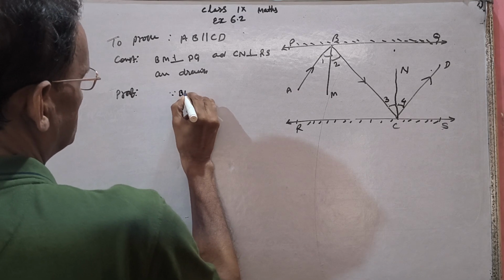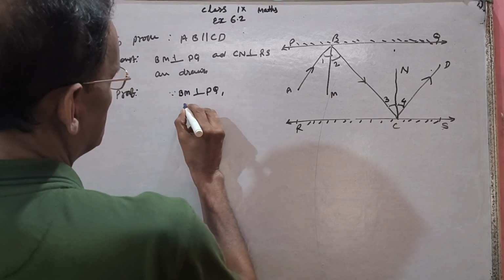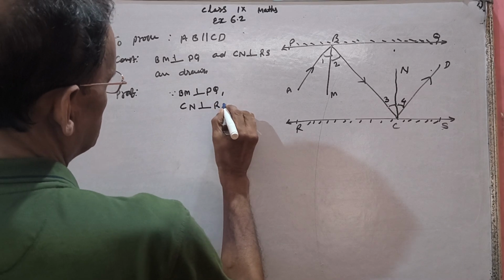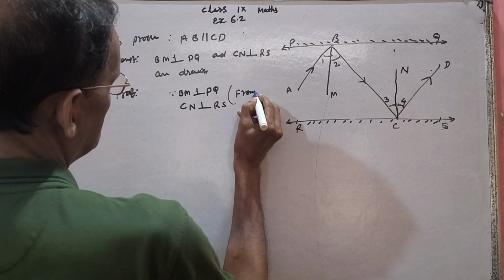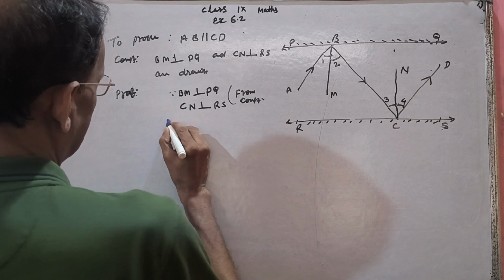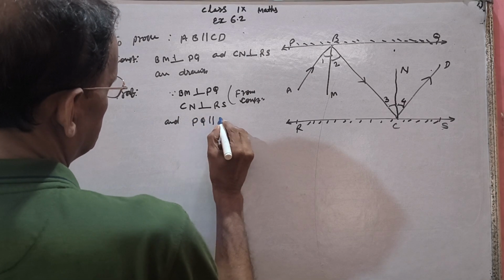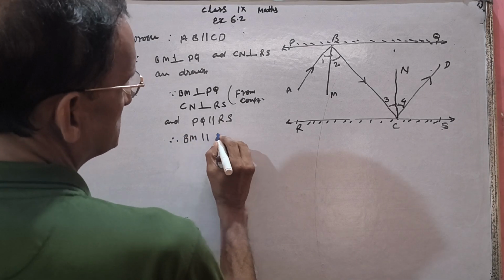Since BM perpendicular PQ, CN perpendicular RS from construction, okay, from construction, and PQ parallel RS, therefore BM parallel CN.